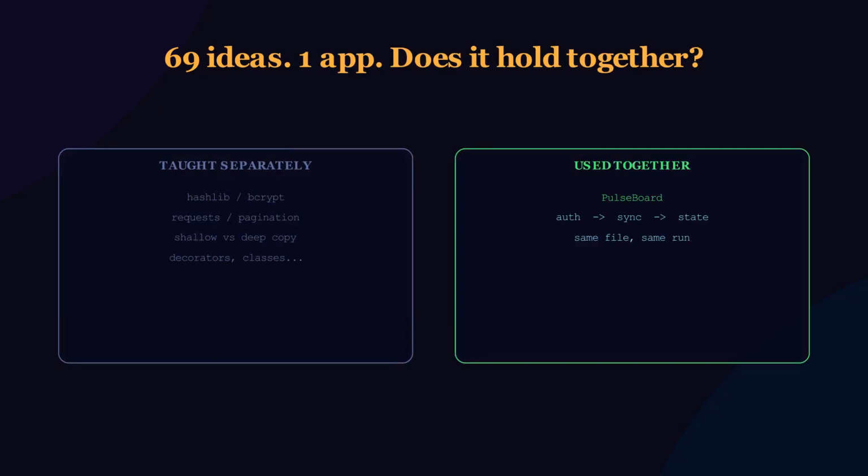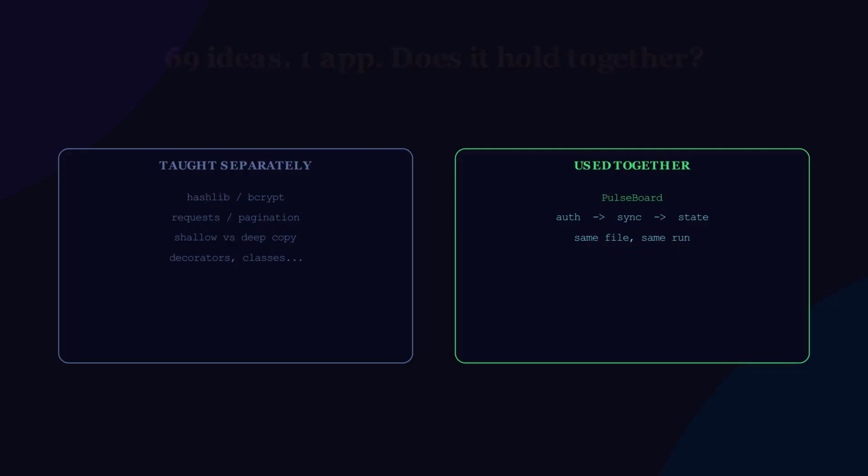69 episodes each taught one idea in isolation. Hashing on its own. APIs on their own. Copy semantics on their own. None of them tell you whether those ideas survive contact with each other. So episode 70 skips the new topic and builds one real app instead, PulseBoard.